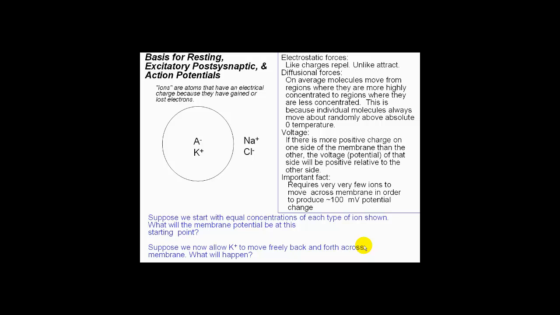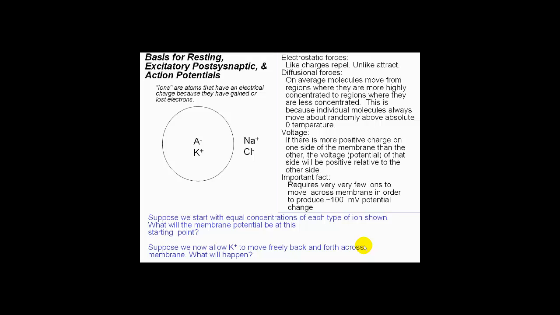Okay. Now, keeping these rules in mind, suppose that we now open up the cell membrane so potassium ions can move back and forth freely. Are they going to stay inside? Are they going to move outside? What are they going to do? What's going to happen to potassium ions? Somebody want to hazard a guess or just shout it out or whatever? Just what's going to happen to the potassium ions? They're going to stay there or they're going to move? So, all of them are going to stay inside?